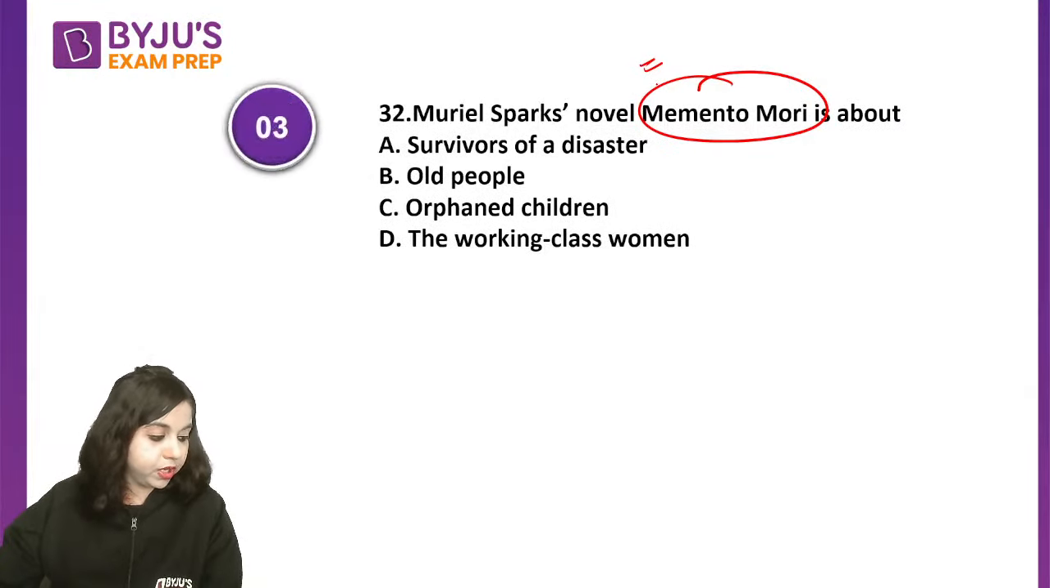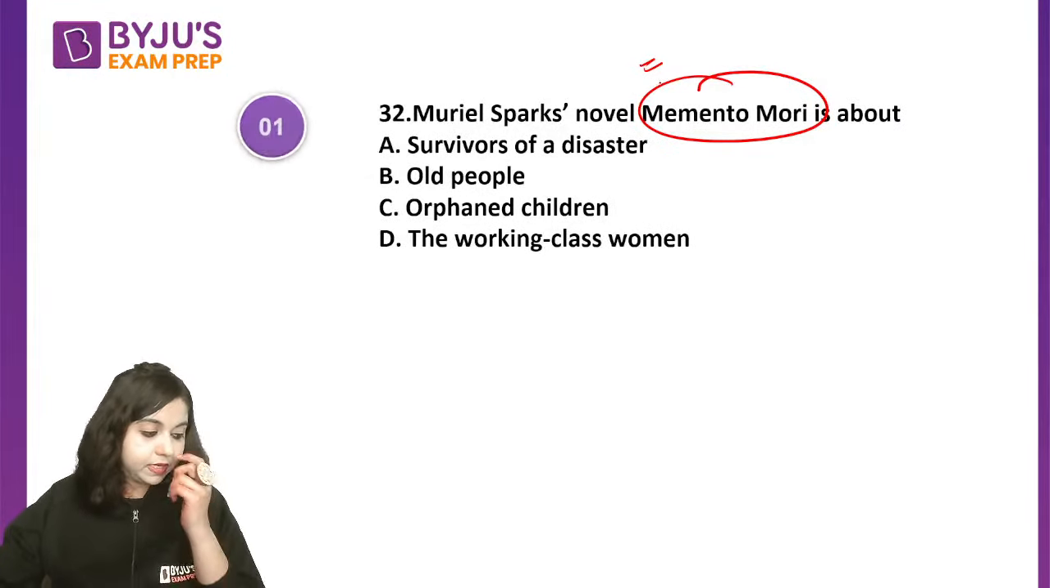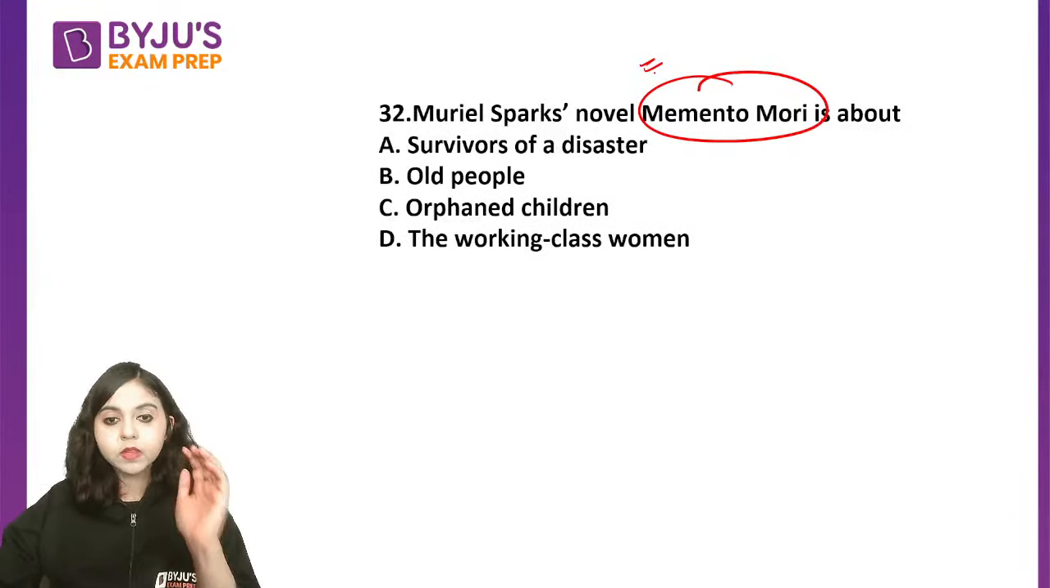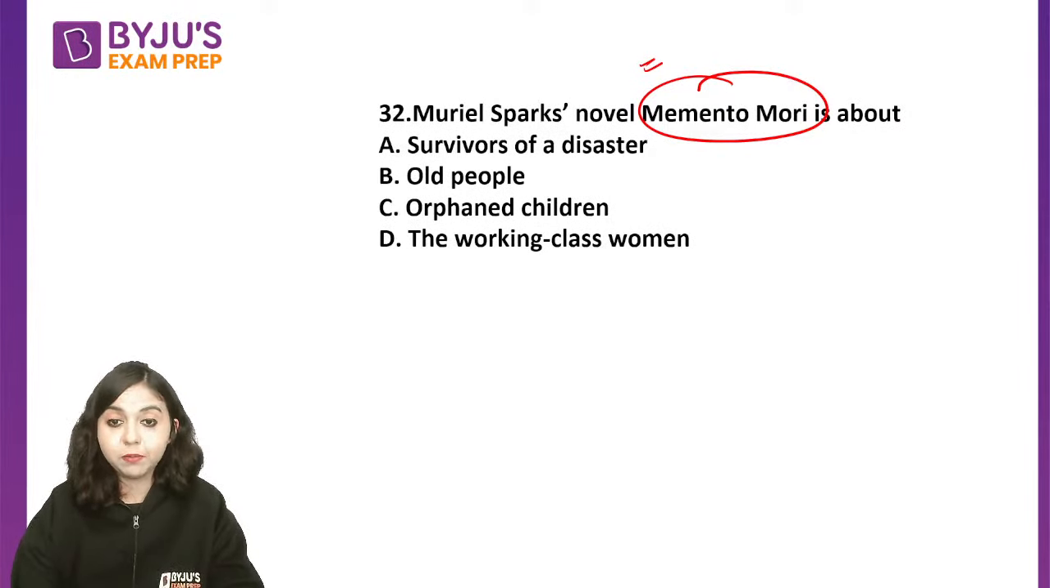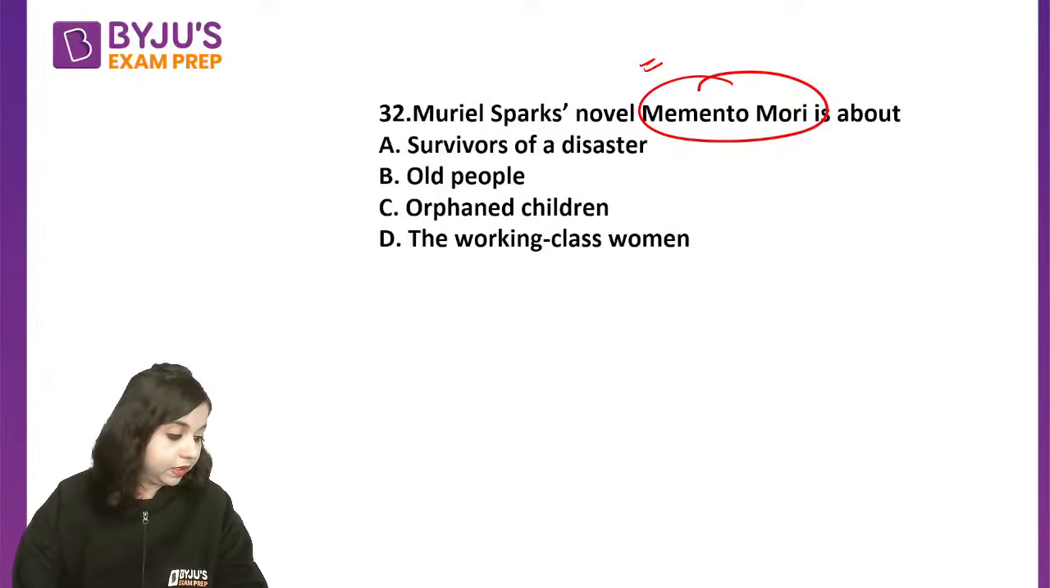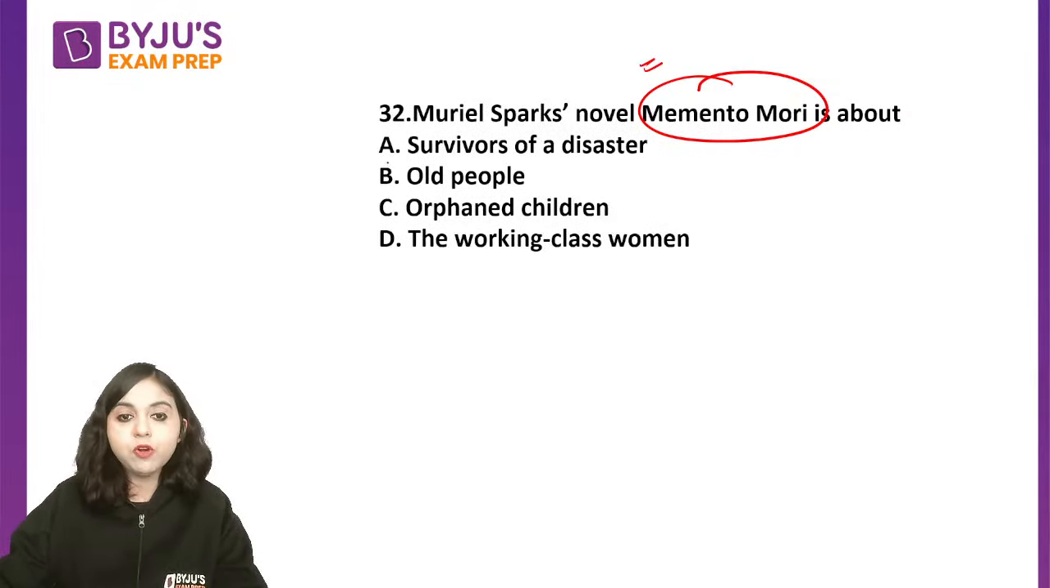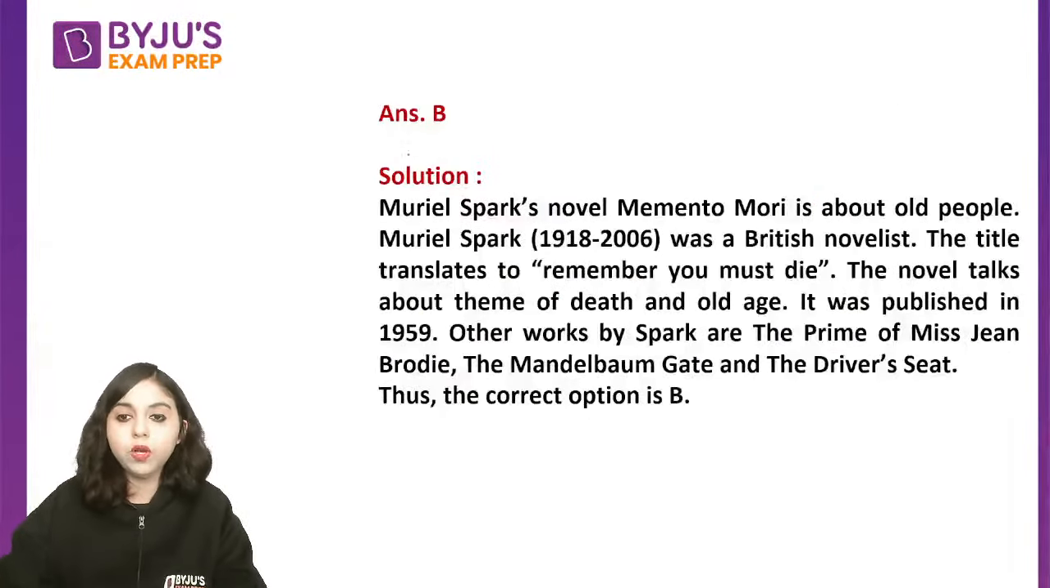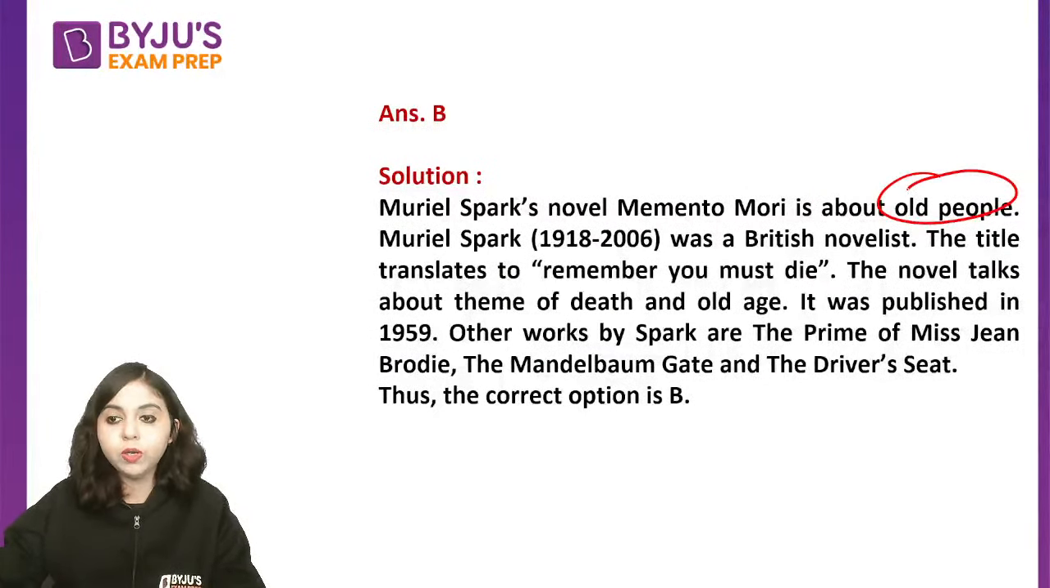What is Memento Mori about? What is Memento Mori predominantly dealing with? Muriel Spark is another important writer, Prime of Miss Jean Brodie coming. Yes, Vahida, it's about old people, right? Memento Mori is all about old people.